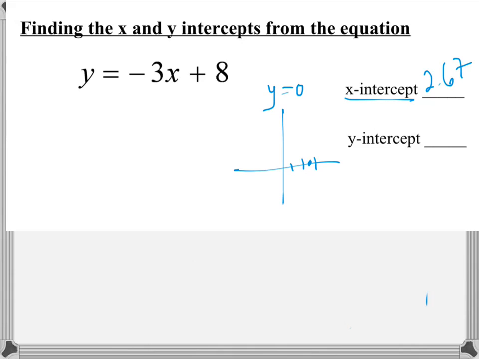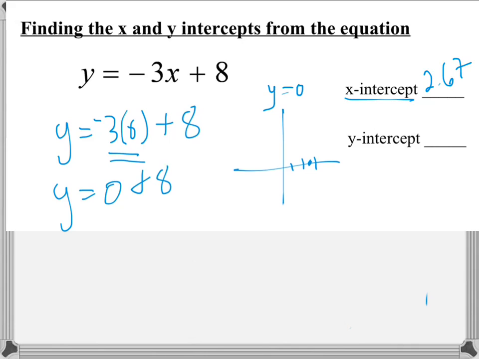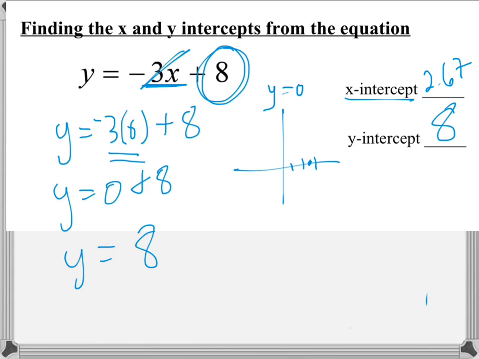Okay, if I did that, you'll see very quickly, y is equal to negative 3 times 0 plus 8. So y is equal to, this term gets to be 0, 0 plus 8, y is equal to 8. And that's why when it's in slope-intercept form, that constant right there is equal to the y-intercept. I can just pick that right off, because if you put 0 in for x, it knocks out that term entirely, and you're just left with that constant, because the constant doesn't have the x on it.